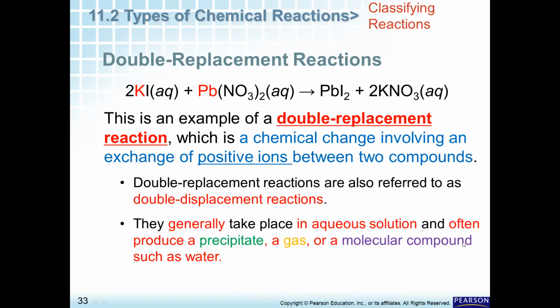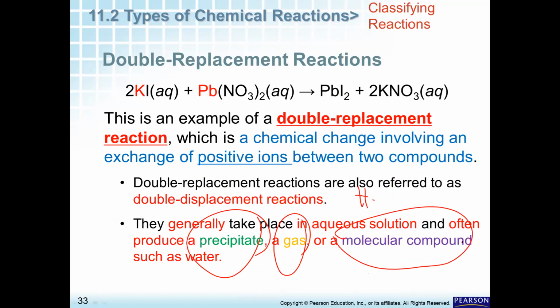Okay, is it always that we produce a precipitate? No. In a double replacement, it is possible to have three types of products. Either we form a precipitate like the one we showed you, or we may have a gas that is formed, or we may have a molecular compound, specifically H2O, and that will happen whenever we have acids with bases.